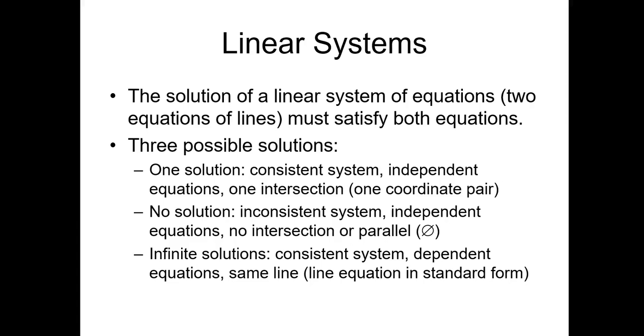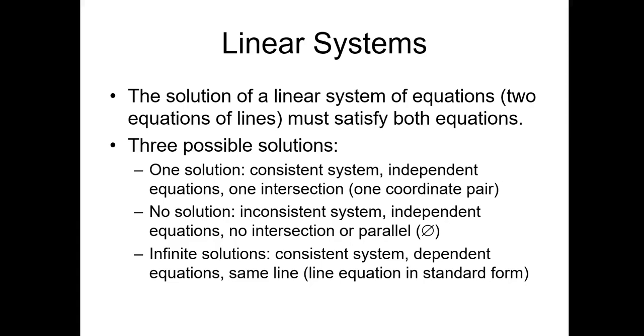Another possibility is that you could end up with no solution. This is an inconsistent system. If there's solutions, it's considered to be a consistent system. If there's no solution, it's considered to be inconsistent. And in this case, your equations are independent because the graphs of the lines are two separate, distinct lines. Independent, they're distinct lines. Dependent, they're coinciding lines. So independent, they're two separate lines, but they don't intersect each other. They run parallel to each other. So then there's no solution.